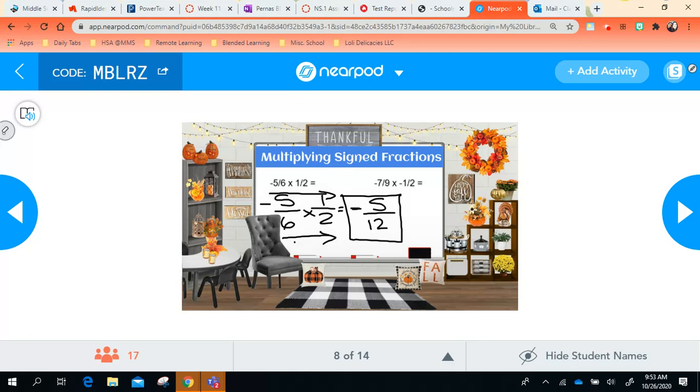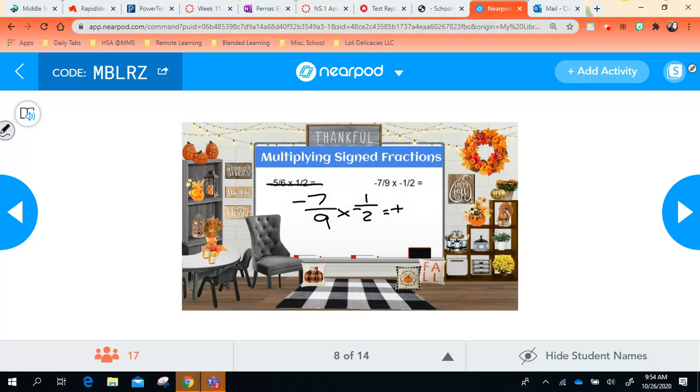Okay, so I'm going to go ahead and set up my second one just like I set up the first one. So I have negative, I did this one already, so I'm going to cross it out. 7 over 9 times negative 1 over 2. So when I multiply a negative times a negative, what does that give me? A positive. So I'm just going to go ahead and write my positive sign.